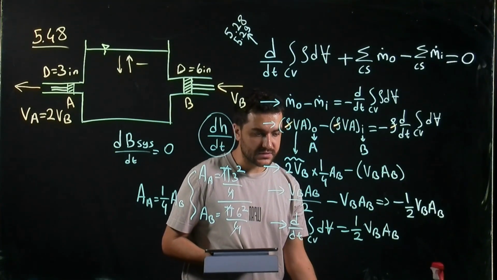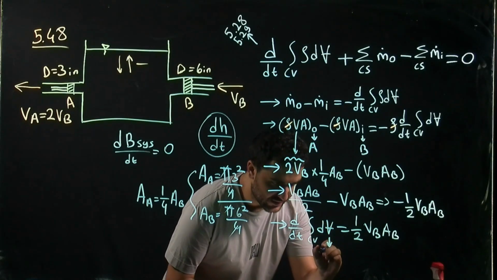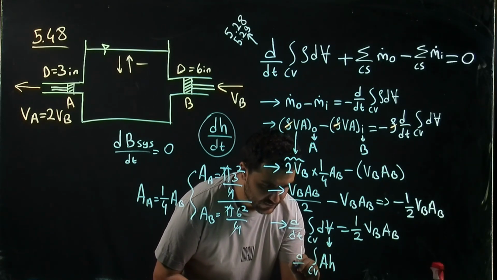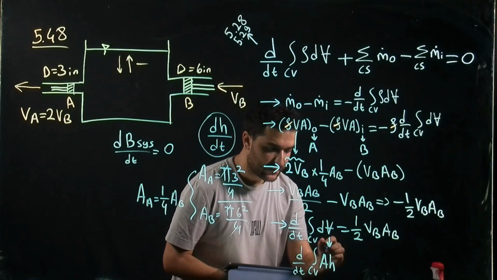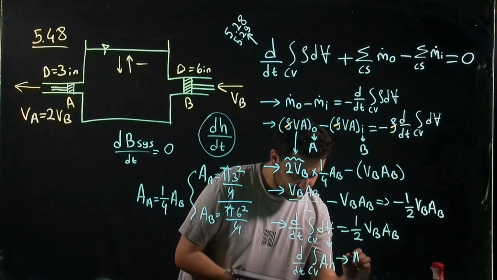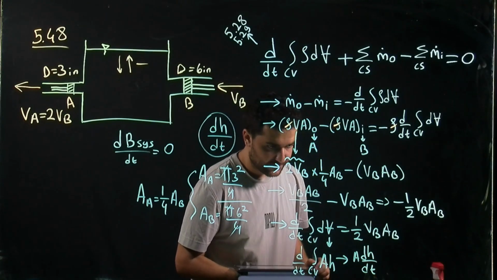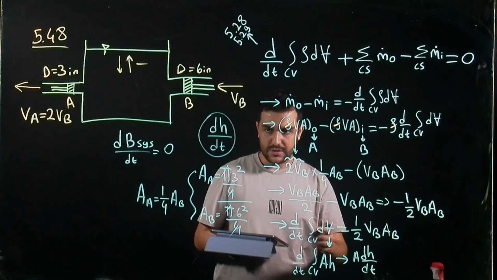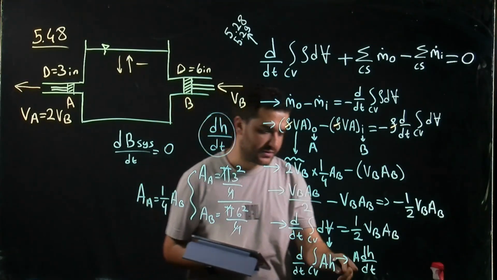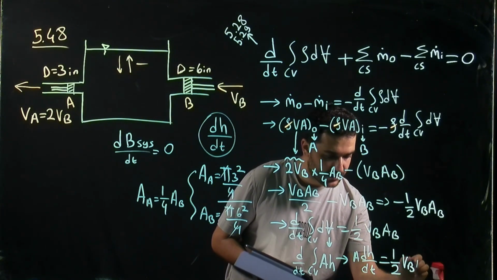And let me increase this. So we have volume and it is area times height, and we can actually write this as area times dh over dt. As I mentioned at the beginning, the focus is finding this term dh over dt, and we already did, and this is equal to 1 over 2 VB AB.